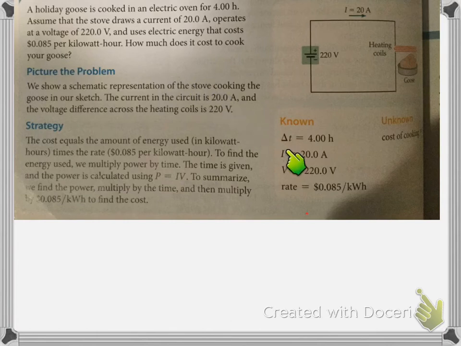All right, so what do we know? We know time. They're going to cook it for 4 hours. We know the current's 20 amps. We know voltage is 220. And we know the cost per kilowatt hour. So remember, wattage is a unit that's used to measure power.